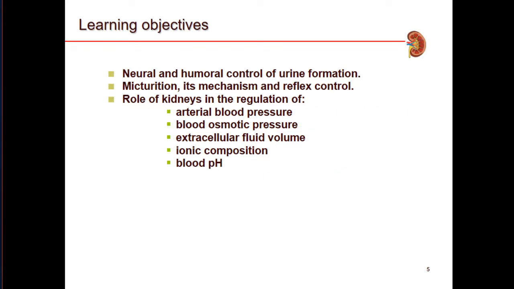The learning objectives of today's lecture will be: we will talk about humoral and neural urine formation, then we will discuss micturition, its mechanisms and control. And finally, we will talk about the role of the kidney in regulation of arterial blood pressure, blood osmotic pressure, ECF volume, ion composition, and blood pH.